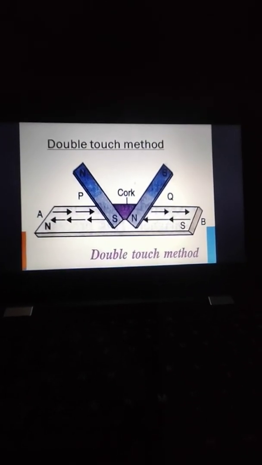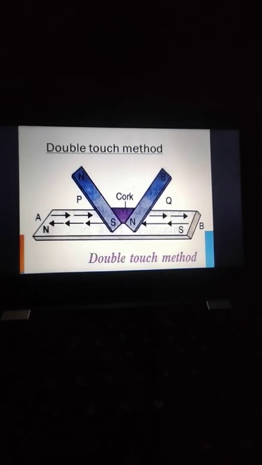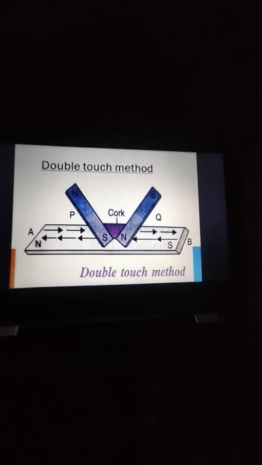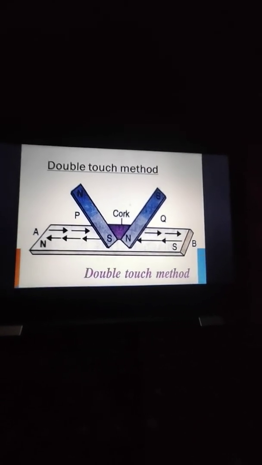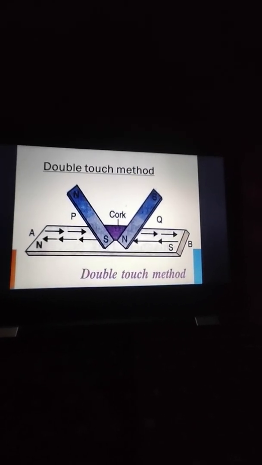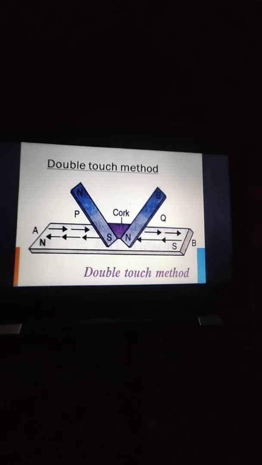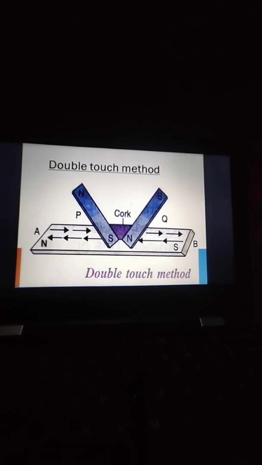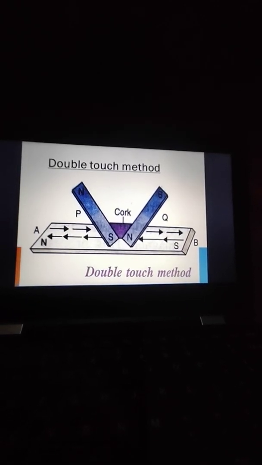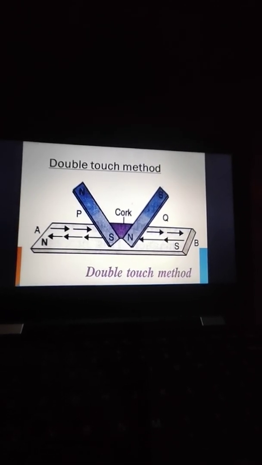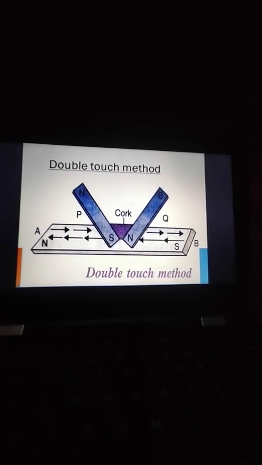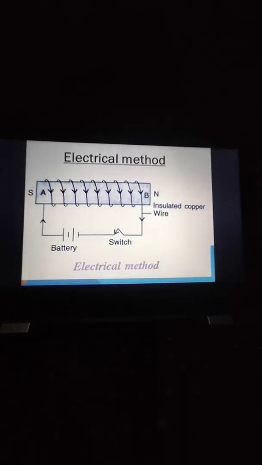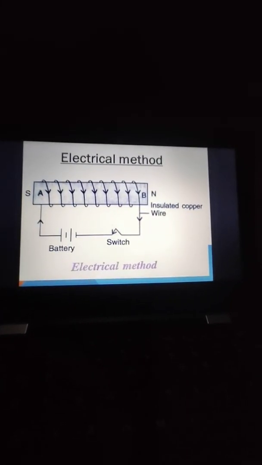Now the bar has become a magnet and this is also a temporary magnet. Then you will see that end A of the bar, where the south pole of the magnet P leaves, becomes the north pole, and the end B of the bar, where the north pole N of the magnet Q leaves, becomes the south pole. So our last method is the electrical method.